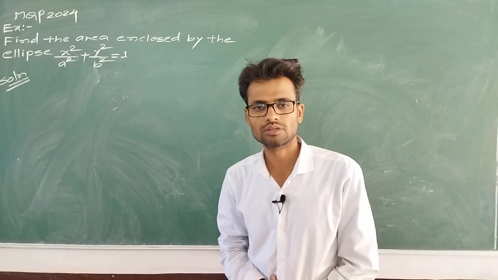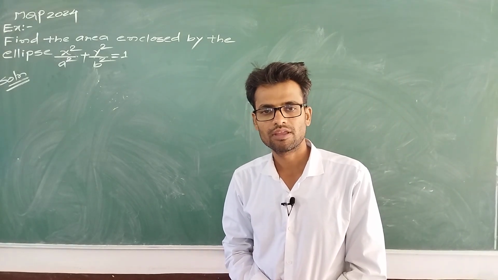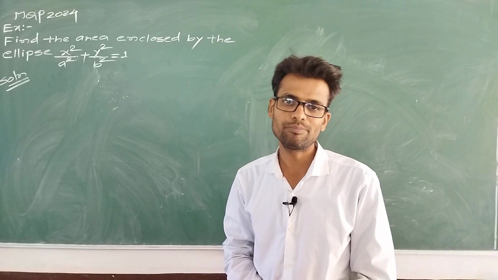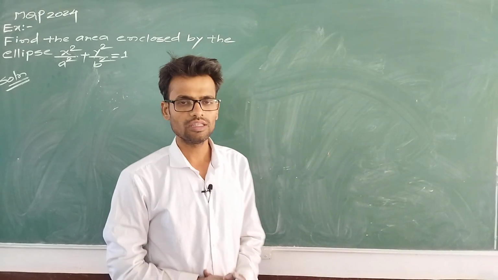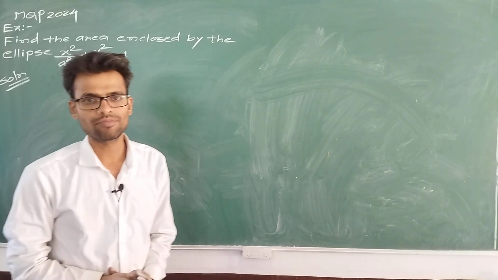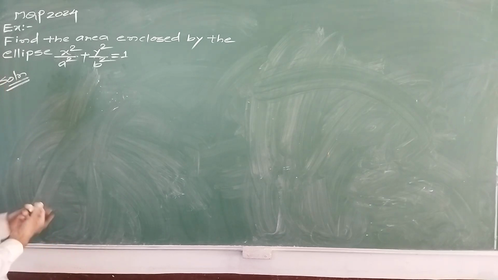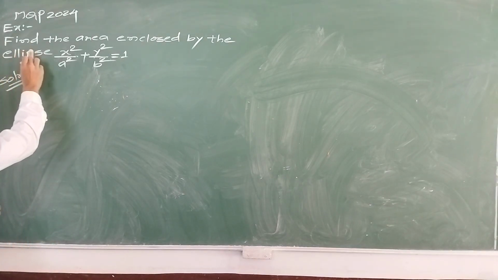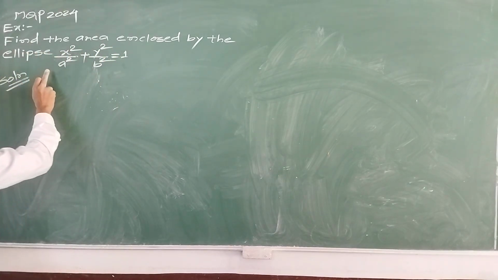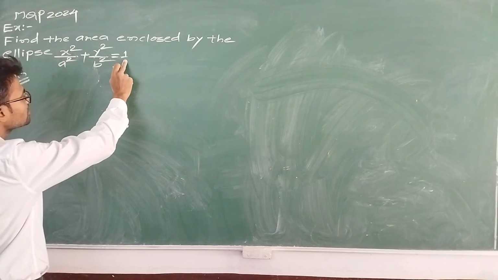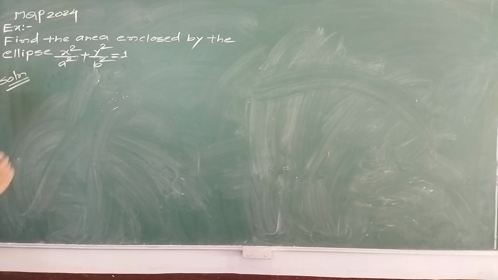In this video, we will see examples related to application of definite integrals. They will ask one 5-mark question on application of definite integrals. See the example. Find the area enclosed by the ellipse x square by a square plus y square by b square is equal to 1. It is in the model question paper 2024.